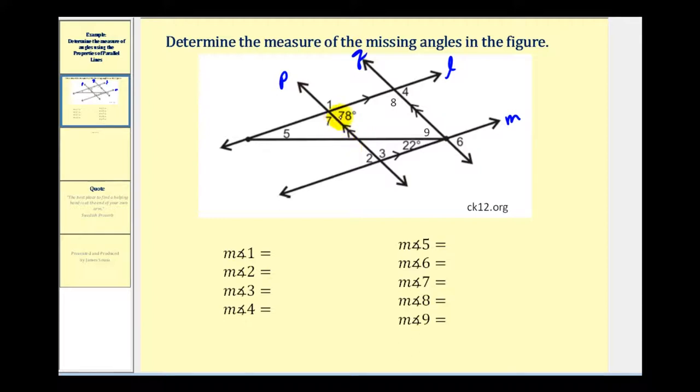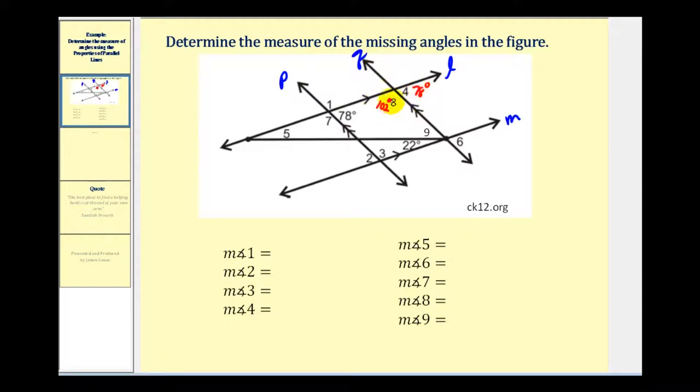the easiest. Notice that angle 4 and the angle here marked 78 degrees are corresponding angles, and we know corresponding angles are congruent when we have two parallel lines cut by a transversal. So this is 78 degrees. Notice that angle 78 and angle 8 form a linear pair, and therefore they're supplementary, so angle 8 must be 102 degrees.